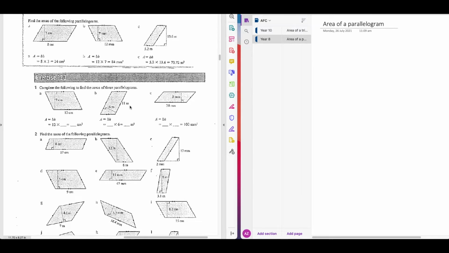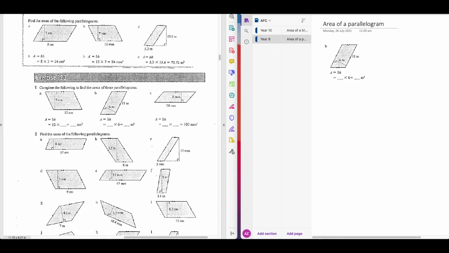So I'm just going to go through one question here. Question B. Some of these questions might look a little bit strange to you, because they can rotate the parallelogram in all sorts of angles. Okay, so let's have a go at this question.